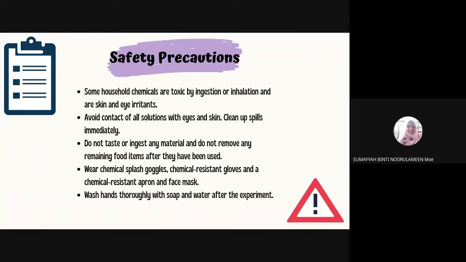Safety precautions. Some household chemicals are toxic by ingestion or inhalation and are skin and eye irritants. Avoid contact of all solutions with eyes and skin. Clean up spills immediately. Do not taste or ingest any material, and do not remove any remaining food items after they have been used. Wear chemical splash goggles, chemical resistant gloves, and a chemical resistant apron and face mask. Wash hands thoroughly with soap and water after the experiment.